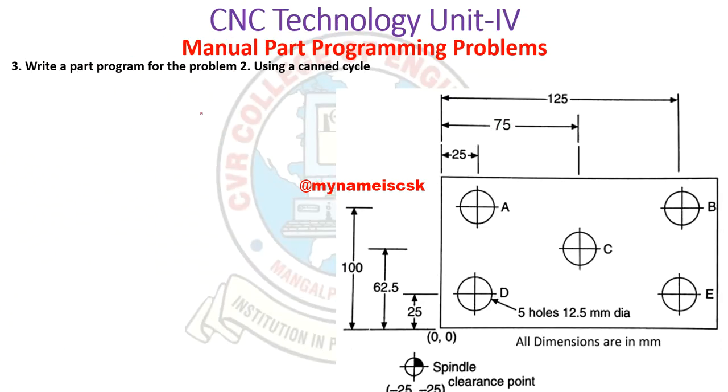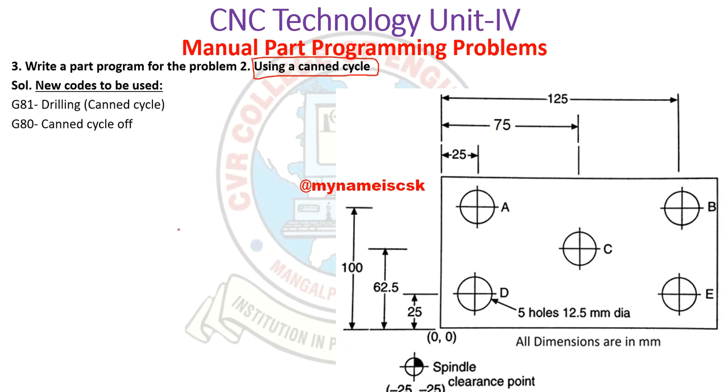Next, the third problem. Coming to the previous problem, in the previous problem we haven't used any can cycle. Now we have to write the problem with can cycle and without can cycle, and if you are using the can cycle, we have to show how much it is reduced. Without can cycle we have already written it. With can cycle, generally the program length will be reduced by 1/3. G81 is the drilling can cycle that you have to use. So compared to the previous problem, these two codes will be added newly. And in part programming, G21 and G94 are common for all the programs.